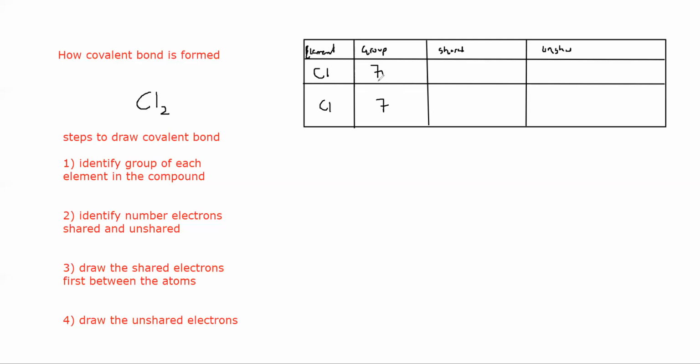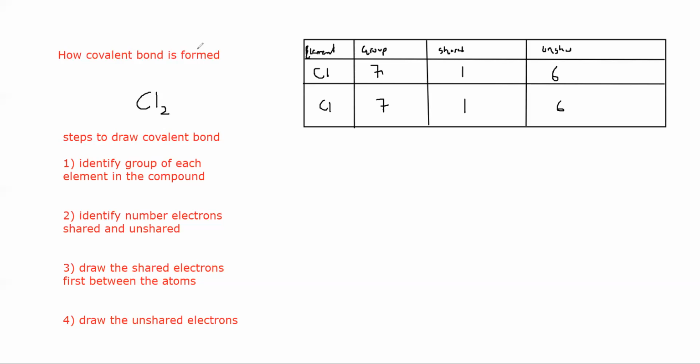Out of 7, to complete octet, how many it will share? 1, and how many unshared will be there? 6. How many it will share? 1, and how many unshared will be there? 6. Is it clear, this table? Chlorine belongs to group 7. It needs 1 electron. So out of 7, it will share 1 and unshared will be 6. And already we discussed, if it's group 7, it will share 1 and unshared will be 6.